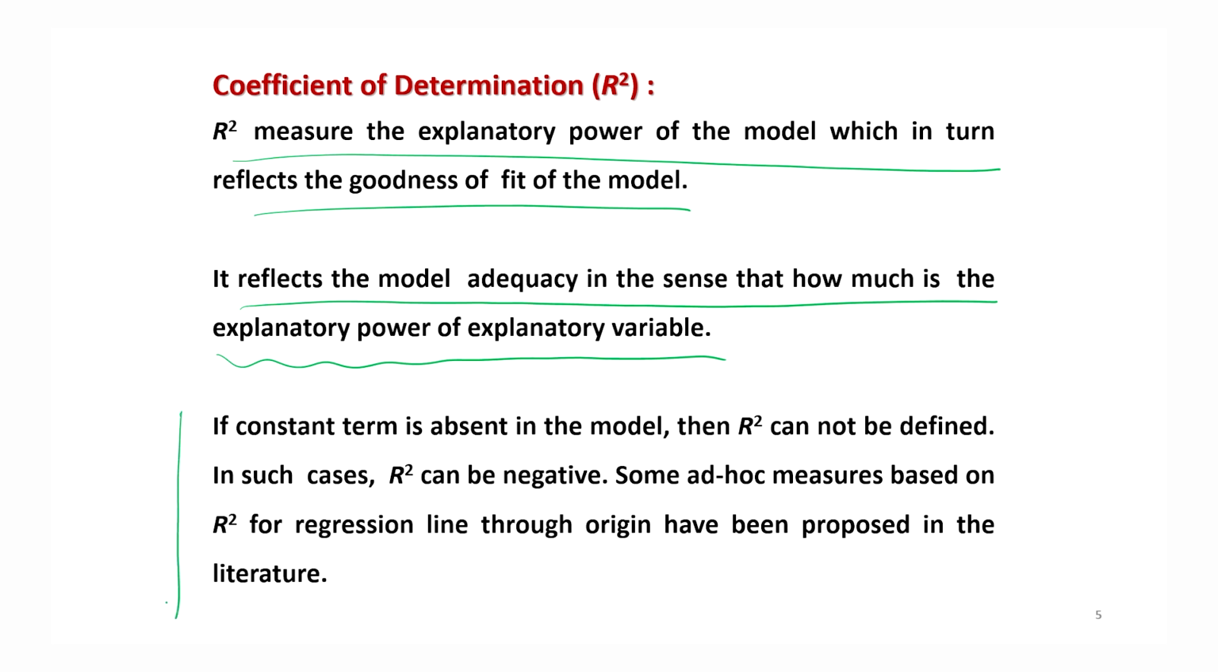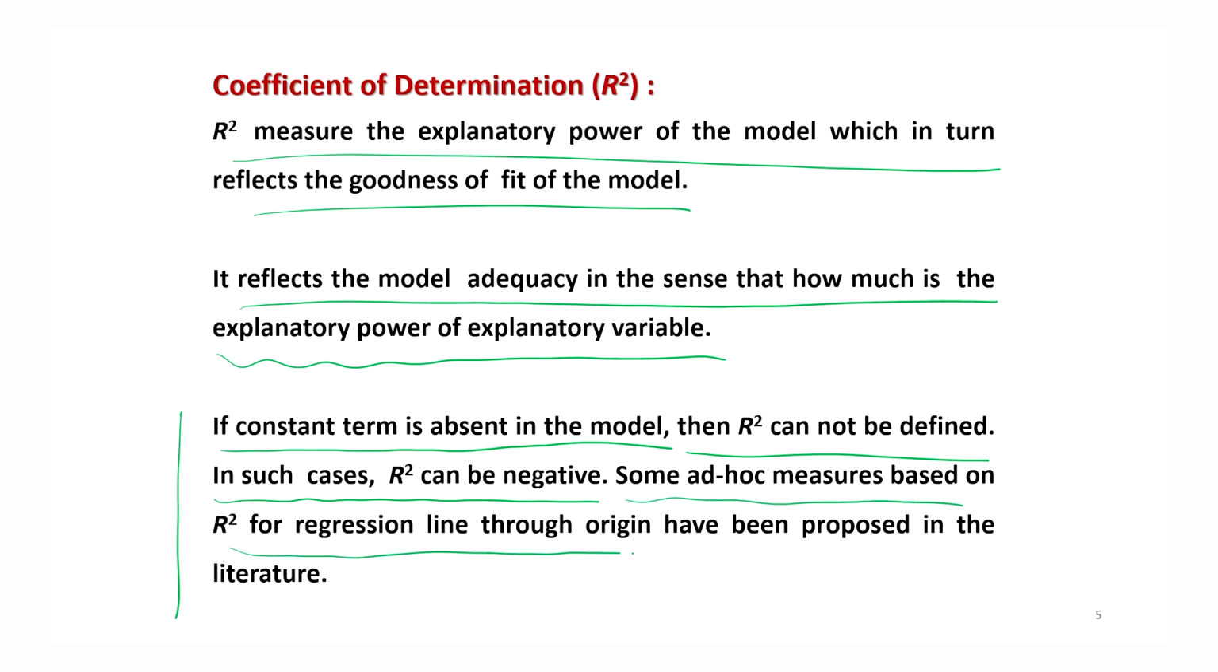And as I said, this is very important for you to learn and remember: if the constant term or the intercept term is absent in the model, then R square cannot be defined. In such cases, although it is a squared value, R square can still be negative. Well, the next question is, what to do in such a case? Some ad hoc measures based on R square for regression through the origin have been proposed in the literature, but I am not commenting on their goodness, on how well they explain the phenomena, right?